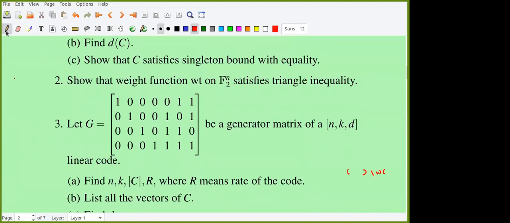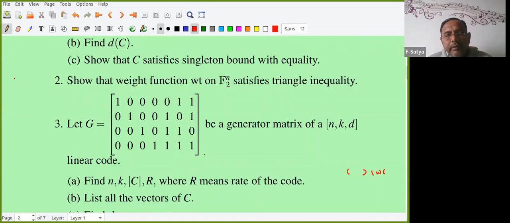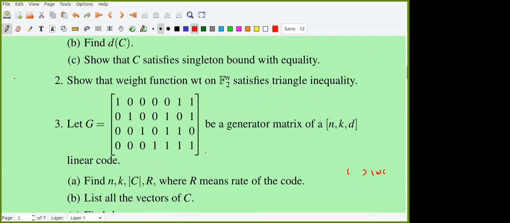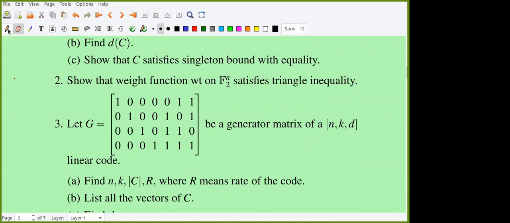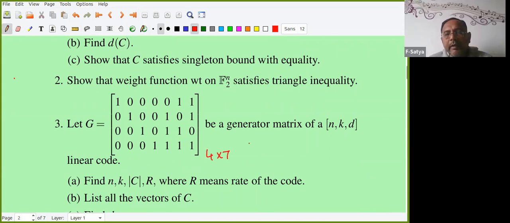7 and 4. n is 7, k value is 4. How do you know that? The matrix is 4 cross 7. The generator matrix G is of size k cross n. Simple, nothing. I hope you will remember it in future also.